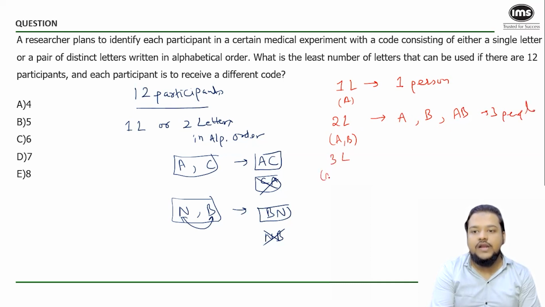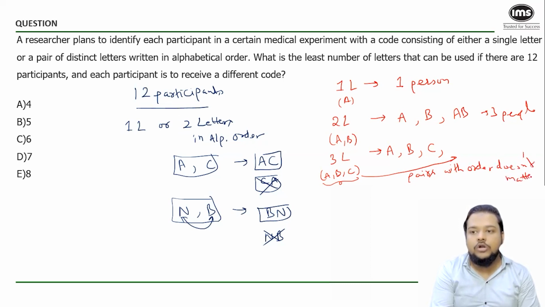Now tell me, if you have three letters, how many participants will you be able to code? Now think with me slowly. You can give A to first person, B to second person, C to third person. Then what you are going to do is, you will start making pairs of them, right? With order does not matter. So order does not matter means I will not write AB and BA again. So if I have chosen two letters, then there will be only one code, that is AB. Similarly, BC. Similarly, AC. I cannot say that I can also make a code BA.